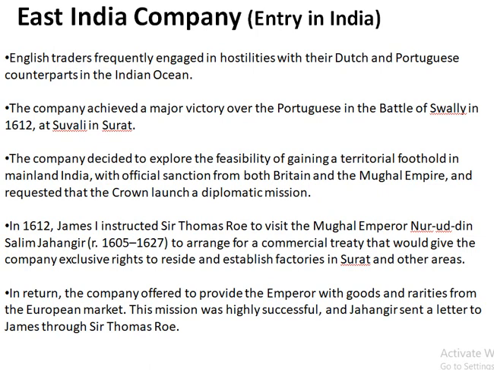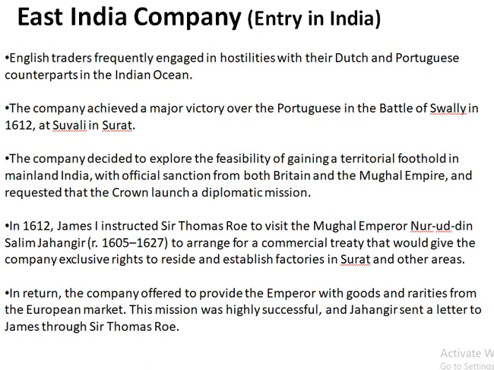So the company decided, with official sanction from both Britain and the Mughal Empire, to request that the crown launch a diplomatic mission. Because the company traders were private merchants, they wanted the Mughal emperor of India and the royal head of Britain to have some relations and negotiations, so that the British merchants could be given facilities here in India when the relationship of both countries gets stronger.